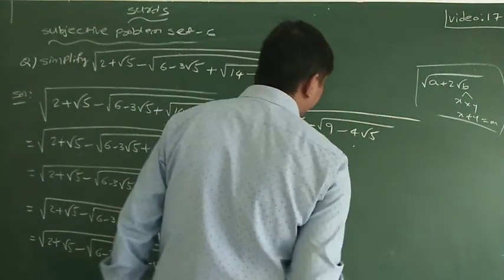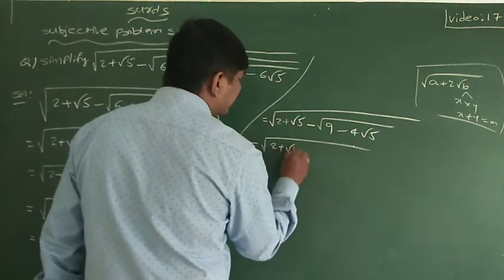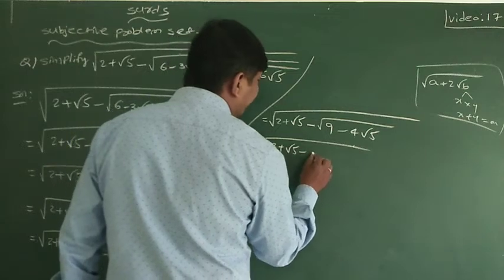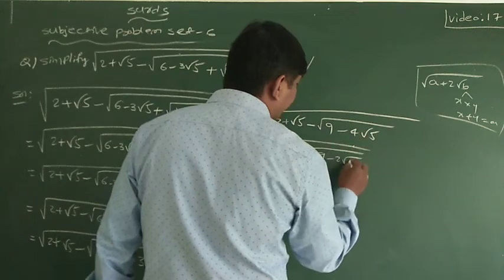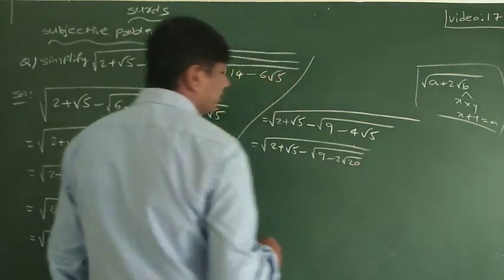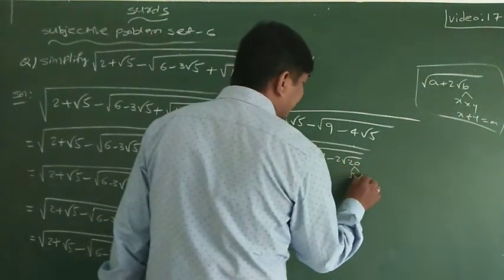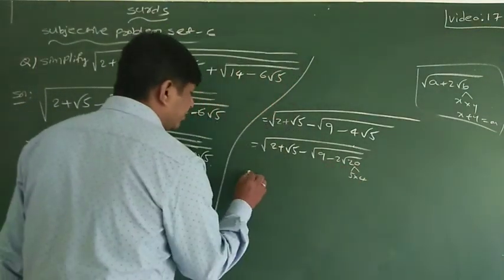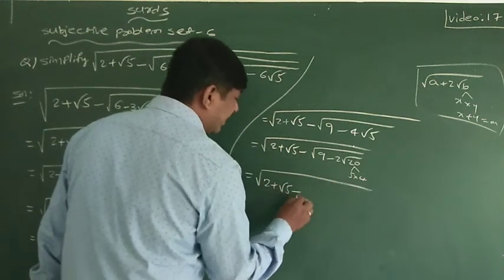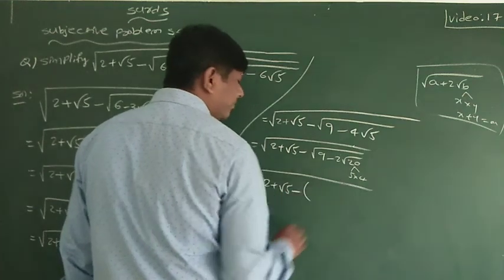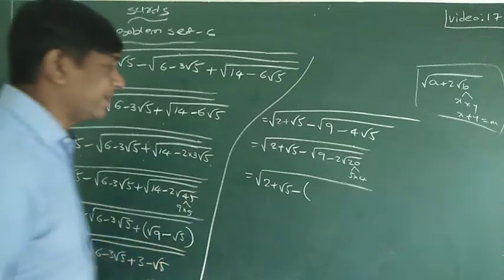This is equal to root of 2 plus root 5 minus root of 9 minus 2 into 2, take inside 2 square. 4 5s are 20. Again here 5 4s are 20, 5 plus 4 is 9. So root of 2 plus root 5 minus, since here minus is there, here compulsory bracket required. Here whether you write or not, no issue, because plus is there, positive.